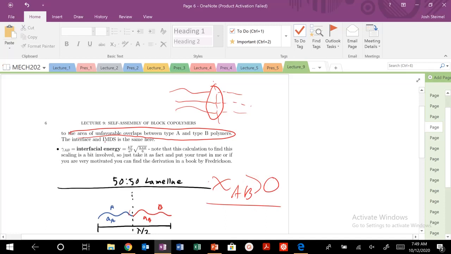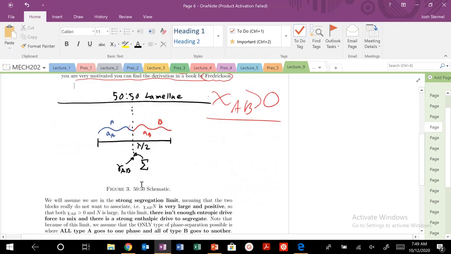And finally, this gamma AB is our interfacial energy. We're going to approximate this as a function of chi, as you see here, and temperature. So it's a really nice approximation. Now, I didn't derive this. I know you all love my derivations, and I'll be happy to do so in another video if you ask for it, but don't ask for it. But if you're interested, and if you don't trust me, please trust me, but you could go and actually find this derivation in a book by Frederickson. So you can look that up.